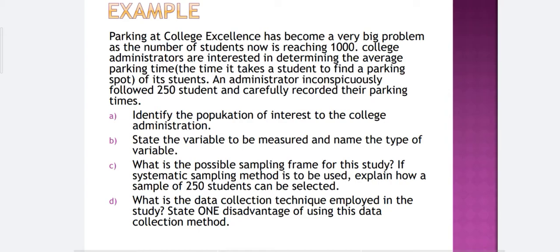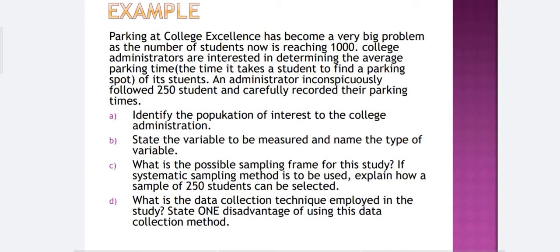Okay. For 1,000 students. Okay, because usually when entering the parking, we students have to register, right? We have to register with the university to bring a vehicle. Okay, so from there, the administrator can have the plate number for every student's car. Okay, so that is the sampling frame.